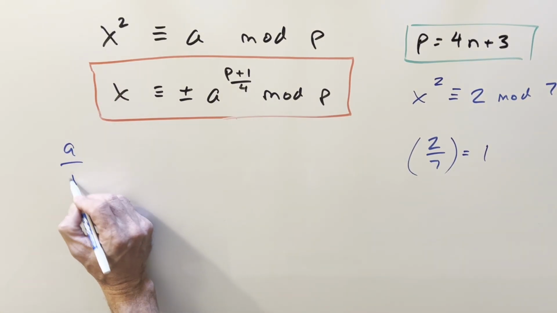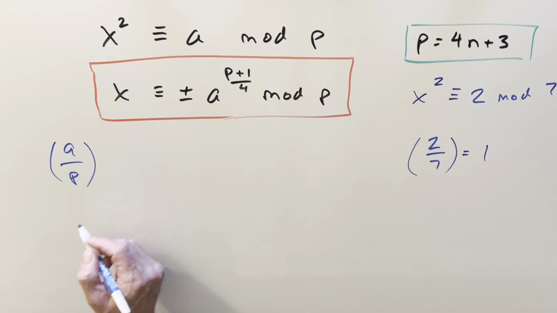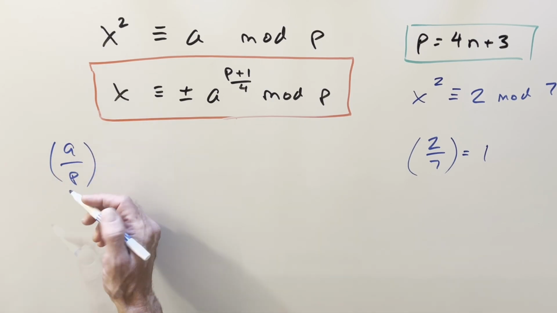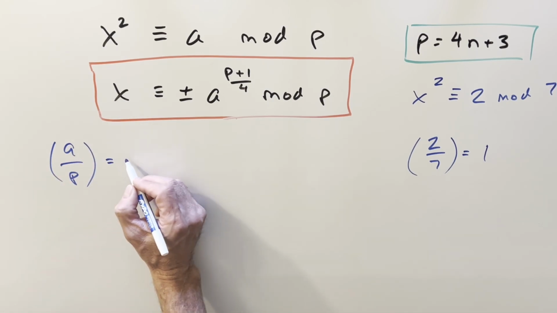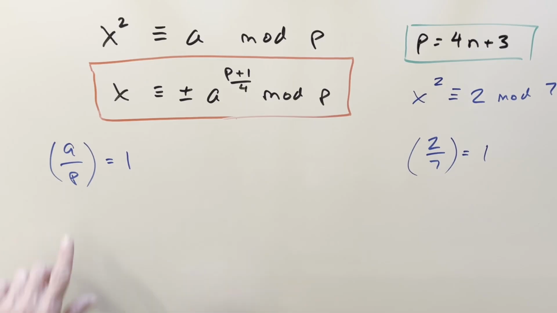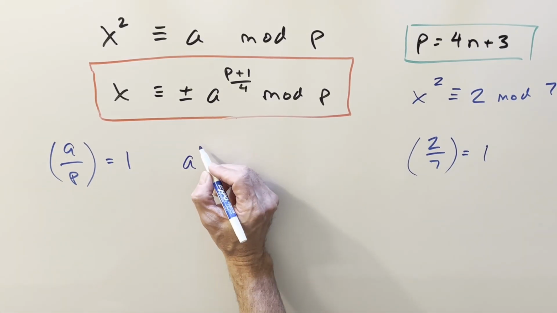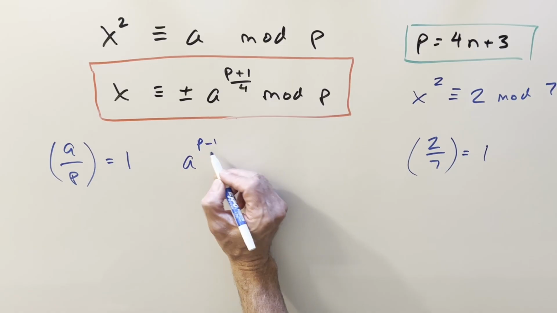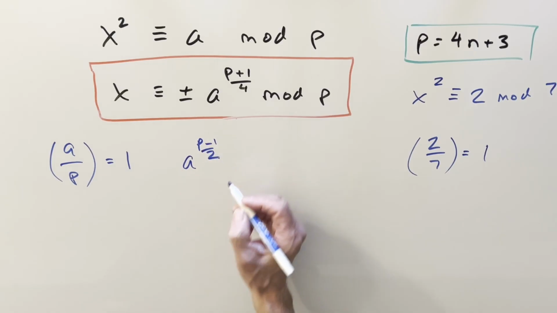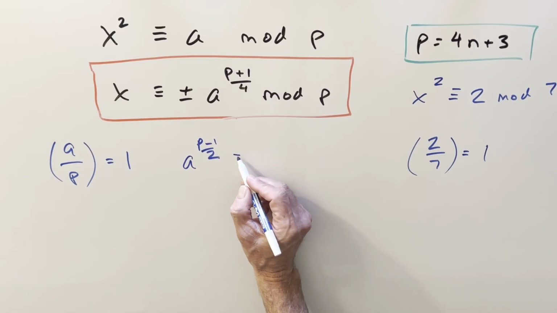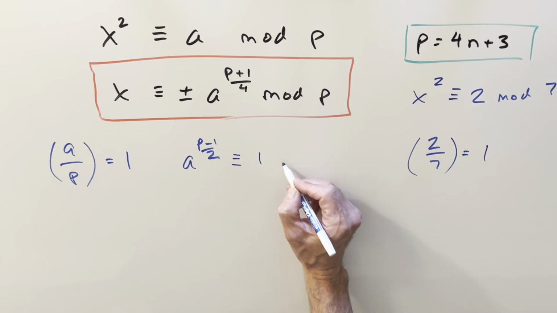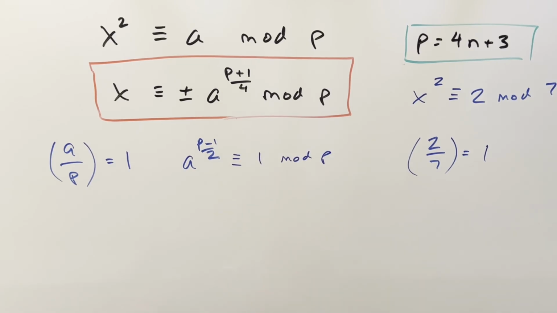But that's going to be our starting point over here, because what that means is with the Legendre symbol, a over p is going to be just equal to 1. The reason for doing that is because then we can use Euler's criterion, which shows us that a to the p minus 1 over 2 is just going to be the same as this value. So this is going to be congruent to 1 mod p.